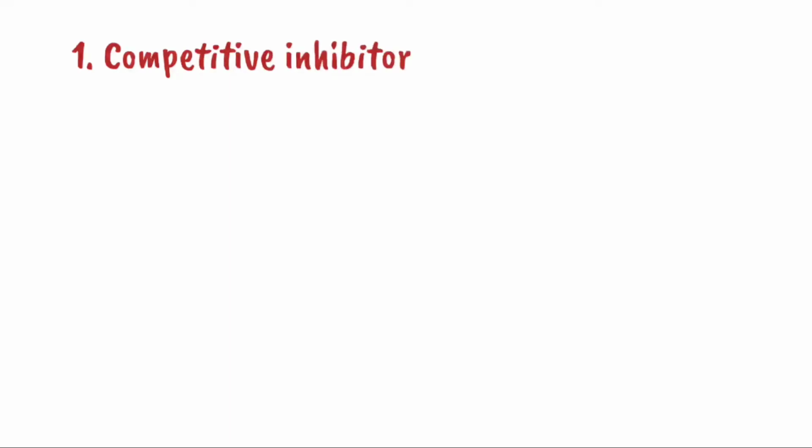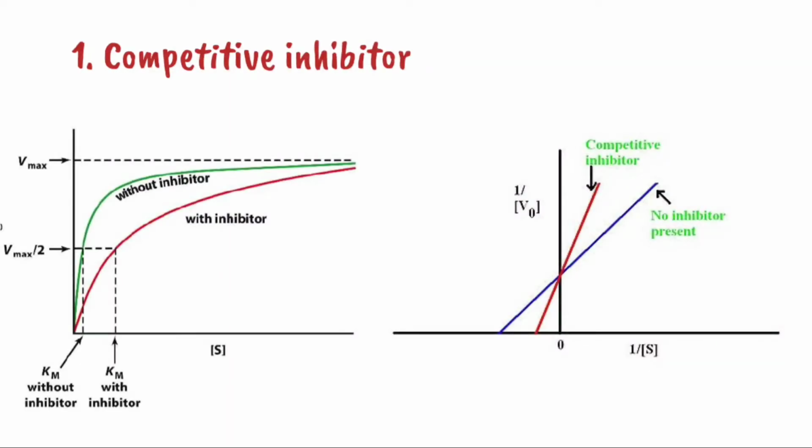First one, competitive inhibition. In the presence of a competitive inhibitor, Vmax is unchanged, but Km value is increased. Since Km value is increased, 1 by Km decreases on the negative x-axis. The two graphs, both in the presence and the absence of inhibitor, intersect at the y-axis.